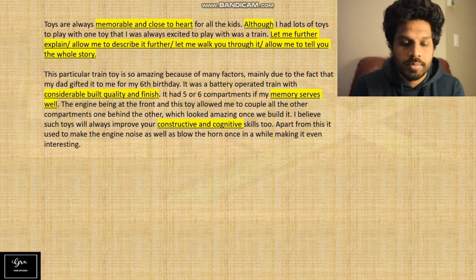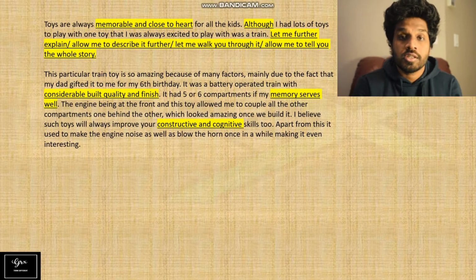So just make sure that you notice the words that I use in order to describe the toy, right? It had 5 or 6 compartments, if my memory serves well. So that is something which happened on my 6th birthday, right? And I'm just trying to recollect my memory, and I'm taking it as an excuse that I think it had 5 or 6 compartments if my memory serves well.